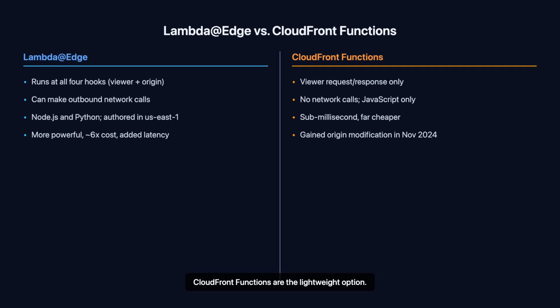CloudFront functions are the lightweight option. They run only at the viewer hooks. They're JavaScript only with no network access, but they're sub-millisecond and far cheaper. Since November 2024, they can also modify origins, so many simple Lambda Edge patterns can now move to the cheaper option.